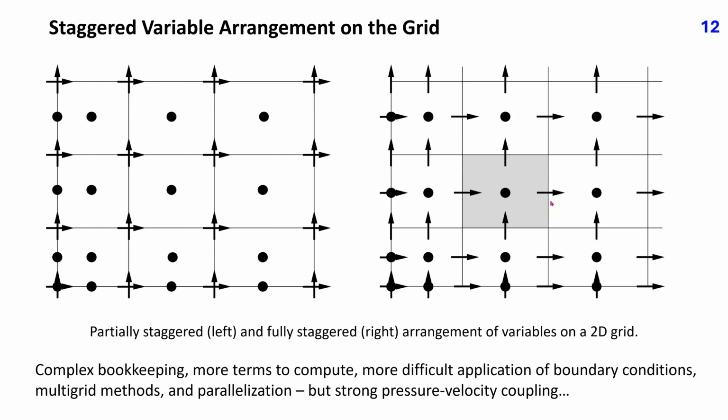However, all topics listed as advantages of the collocated arrangement in the preceding slide are at the same time disadvantages of the fully staggered arrangement. Another disadvantage of the fully staggered arrangement is that it cannot be used on non-orthogonal grids unless they are structured and grid-oriented velocity components are used as variables. It is also not applicable on unstructured grids. These topics will be further discussed in lecture 1 of the second part of this course, CFD2.